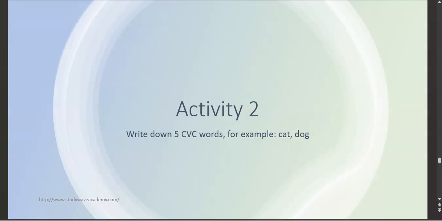The second activity is to write down 5 CVC words, for example, cat, dog. What do I mean by CVC words? In cat, the first letter is a consonant, this is a vowel, and this is a consonant. That is what you will do for the activity. So these 2 activities, make sure you do them and practice.